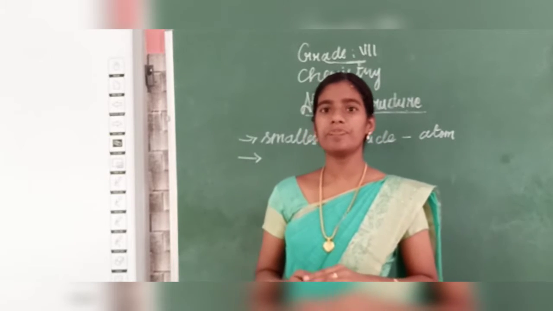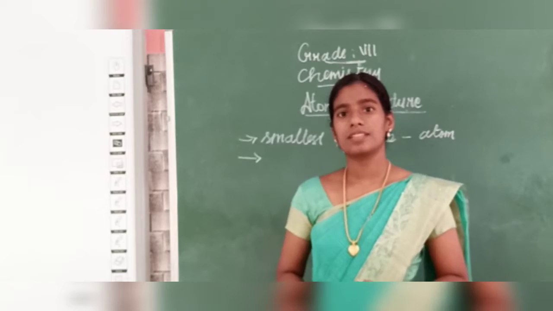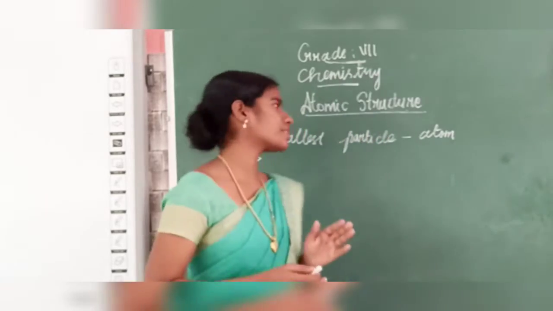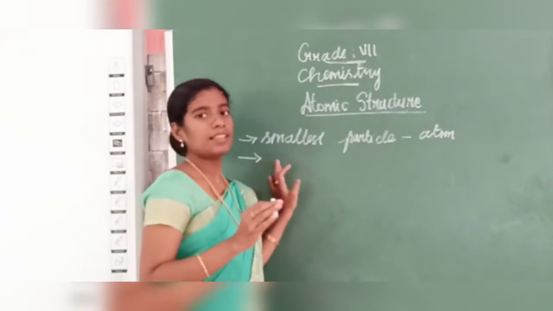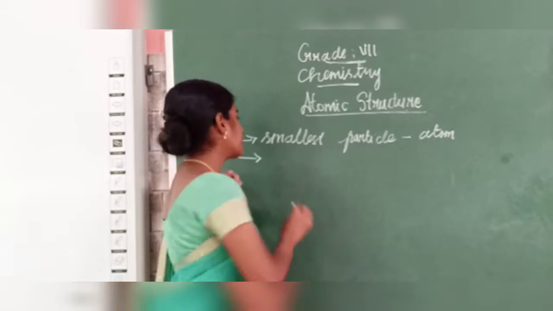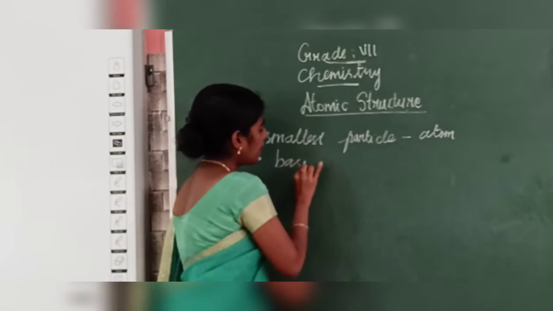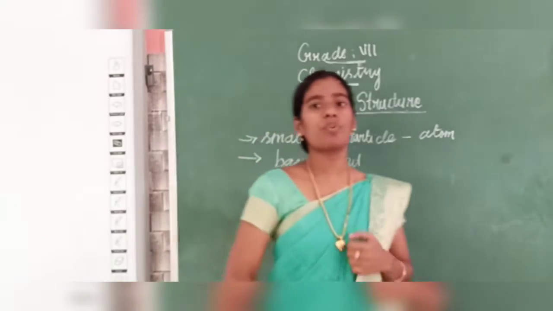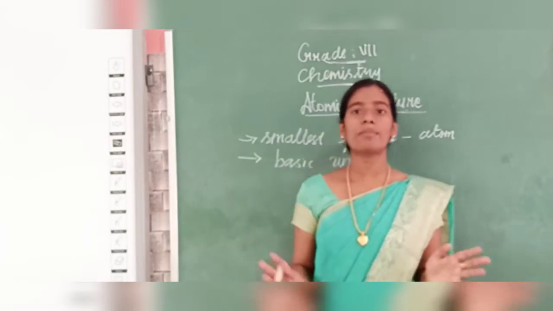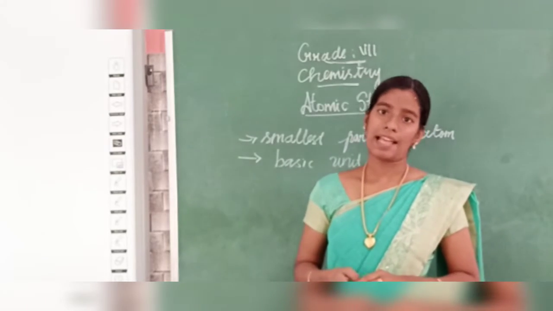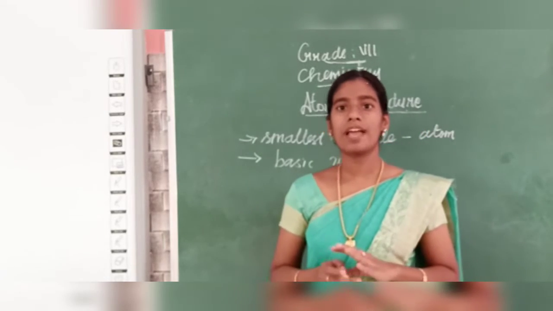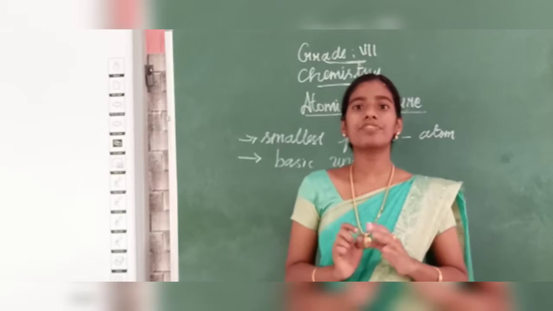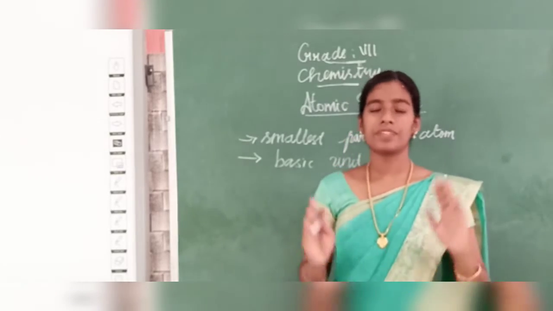Now, what's an atom? The smallest particle is called an atom. It's a basic unit. For all the matter, the basic unit of all the elements or all the compounds or all the matter is an atom. So, atom is a basic for everything.